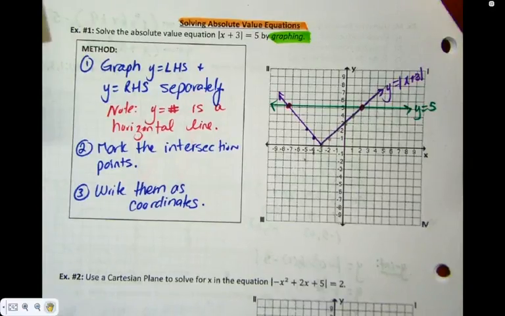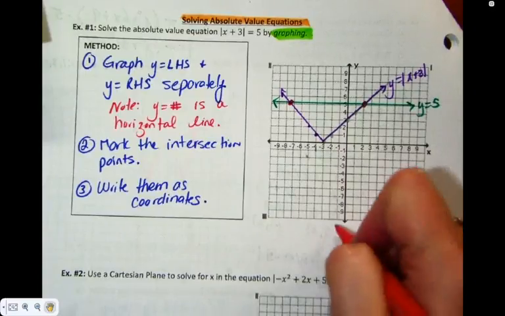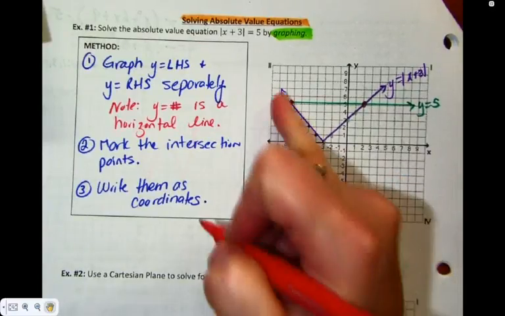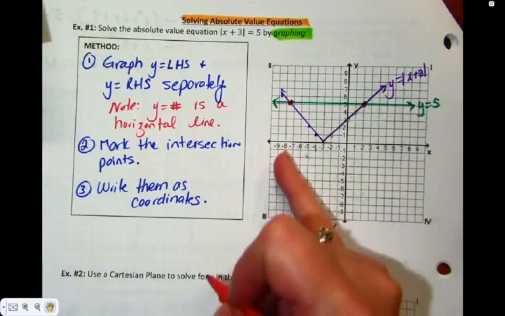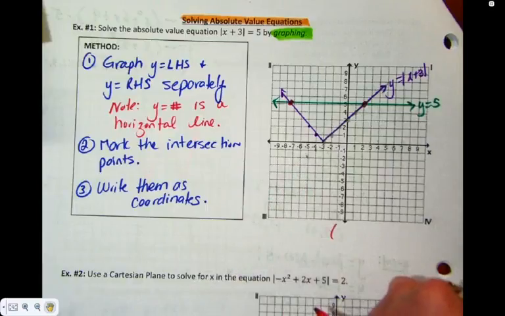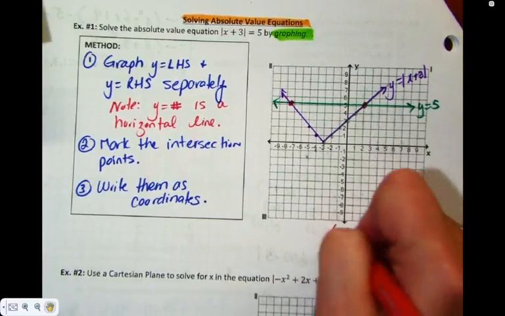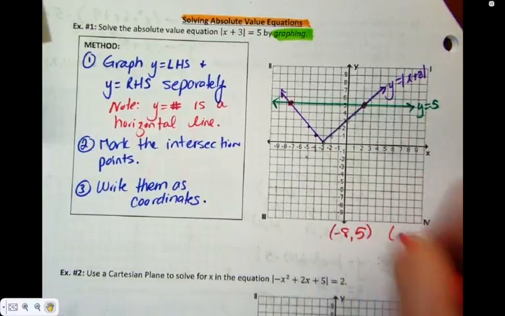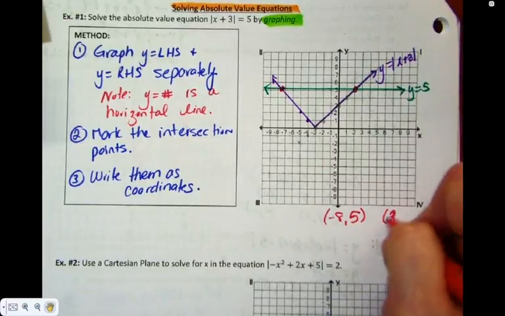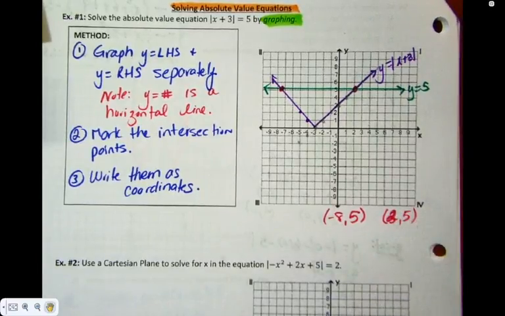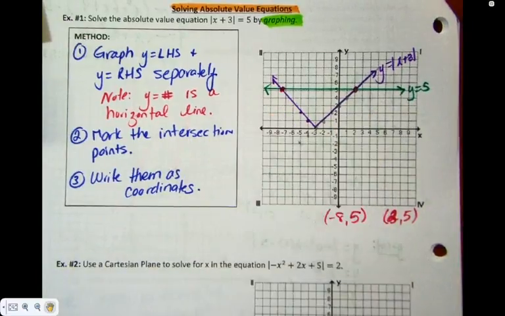What are the two solutions? Is it -8 on yours? Because mine's halfway, but I could have been off. So I'm off a little. Okay, so we're okay with -8. And yes, I did have 2. Questions so far?